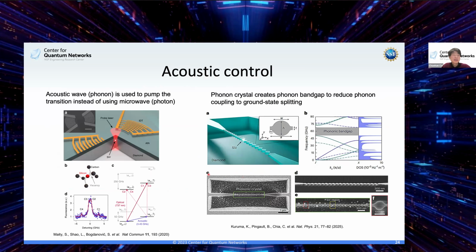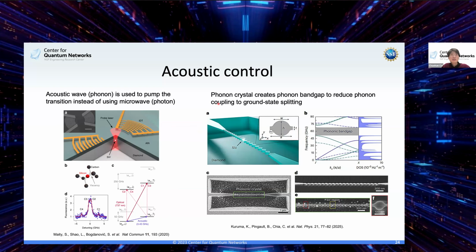Another opportunity this opens for control is that, instead of using microwaves, you can use acoustic waves. It's the AC vibration that we call a phonon. Because the silicon vacancy couples really well to the phonon, you can use the phonon to actually pump the transition instead of using microwaves, and this has been demonstrated in this paper.